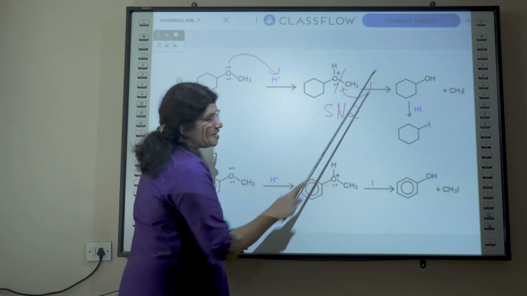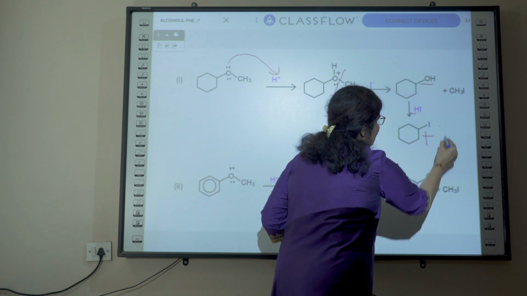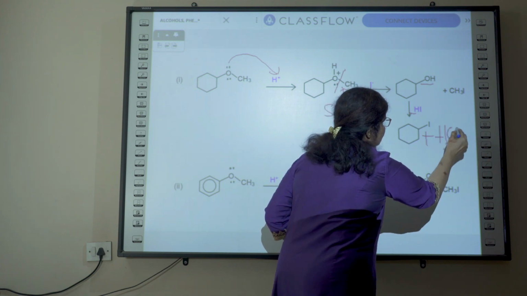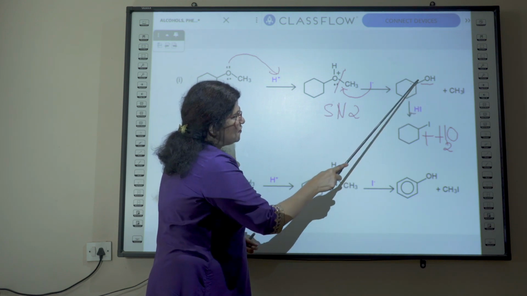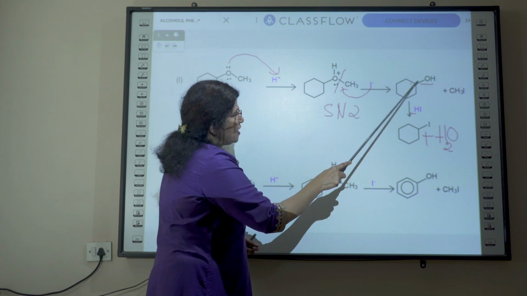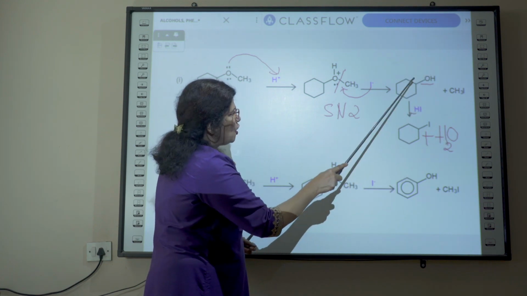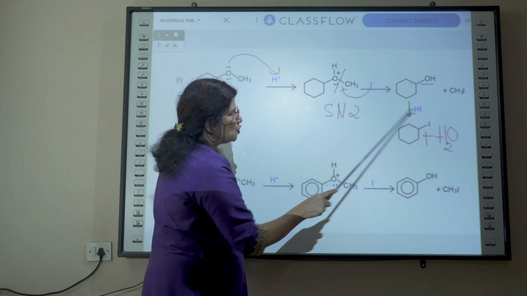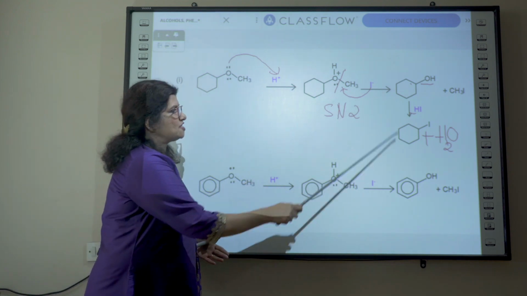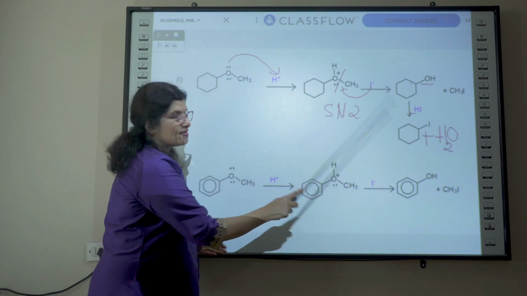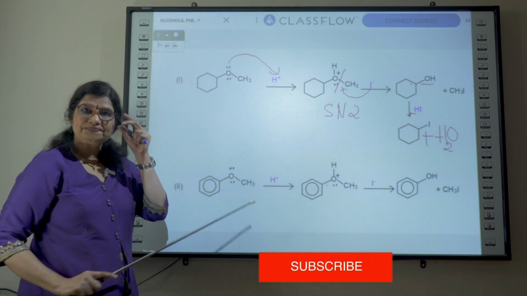In the presence of excess hydrogen iodide, this OH and this H will be lost as a molecule of water, as a result of which you have a positive charge on this carbon atom. The OH is lost as OH minus and H plus, a water molecule is lost. The iodide ion will be attracted to this positive end to give you cyclohexyl iodide. That explains the formation of the products. So you have cyclohexyl iodide and methyl iodide as the products of this reaction.